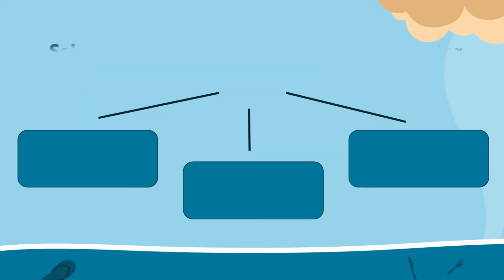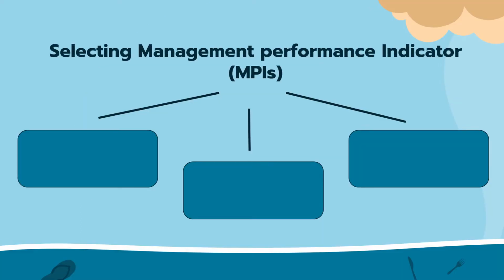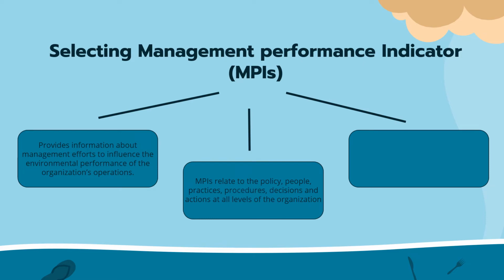The next one is selecting management performance indicators, or MPIs. The first characteristic of MPIs is that they provide information about management efforts to influence the environmental performance of the organization's operations. The second characteristic is that MPIs always relate to the policy, people, practices, procedures, decisions and actions at all levels of the organization. The last one is that actions and management decisions to improve environmental performance should be evaluated and assisted by MPIs.